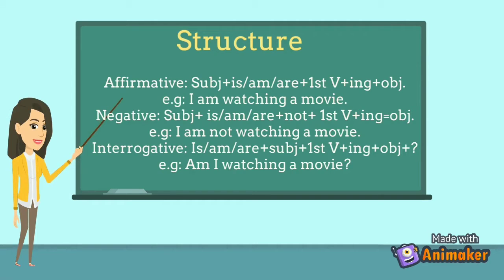Then we have interrogative sentence. In this sentence, the helping verb comes first as we are asking a question. The helping verbs, which are is, am, and are, come first according to the subject. Then we have subject. Then we have first form of verb with ing plus object, and at the end we put a question mark. For example, am I watching a movie? This sentence was in affirmative. This sentence was I am watching a movie. Now, in the interrogative sentence, it is asking a question: am I watching a movie?